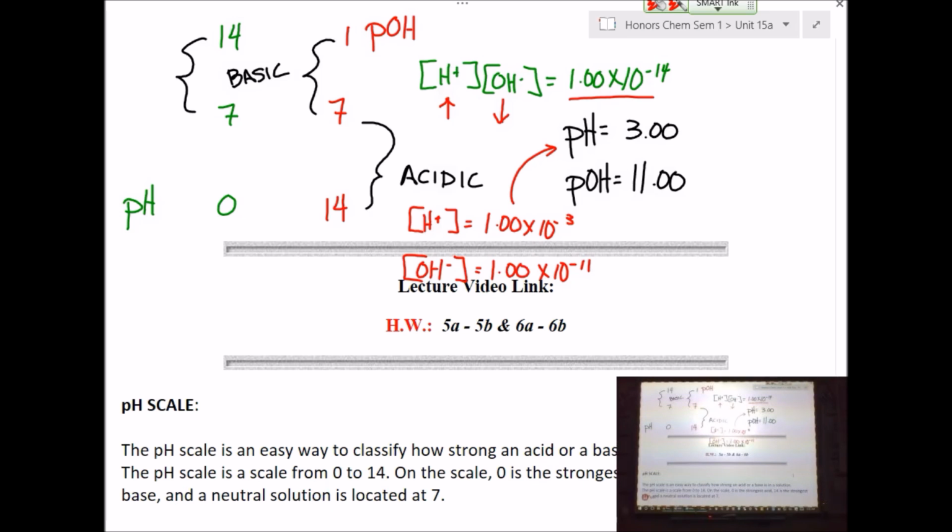And how did I get that? Because I took 1.00 times 10 to the negative 14 divided by 1.00 times 10 to the negative 3, which gave me 1.00 times 10 to the negative 11. So that translates into those, and we're going to do the calculations to get you there. So it's an inverse scale because if one goes up, the other must go down.